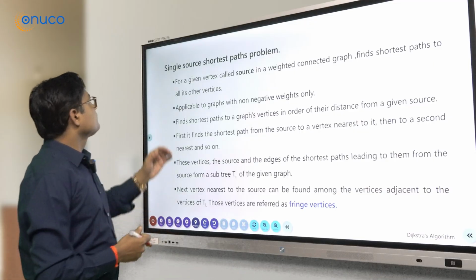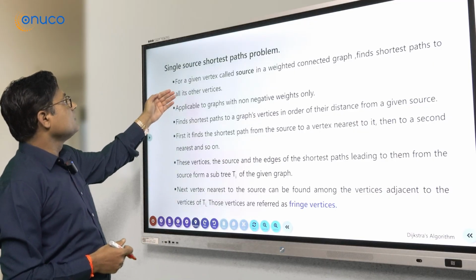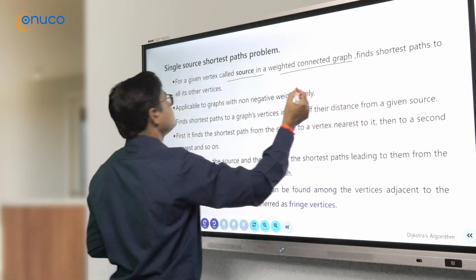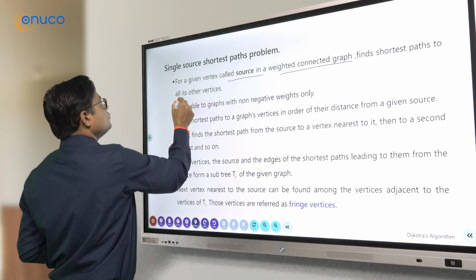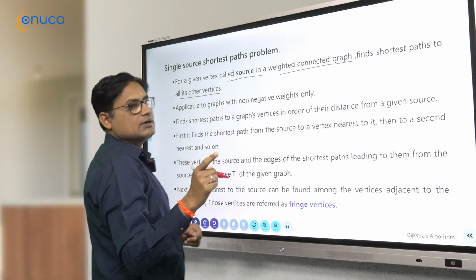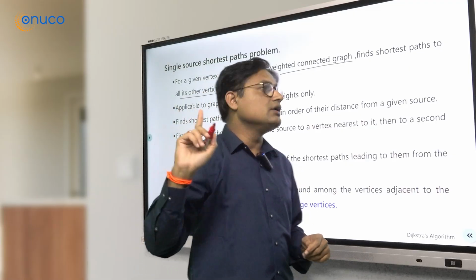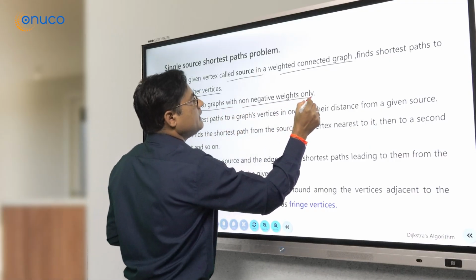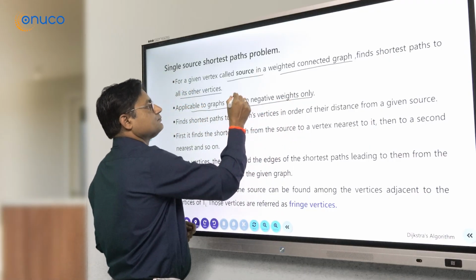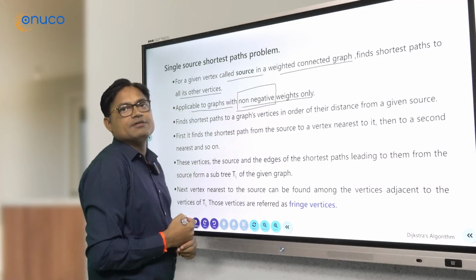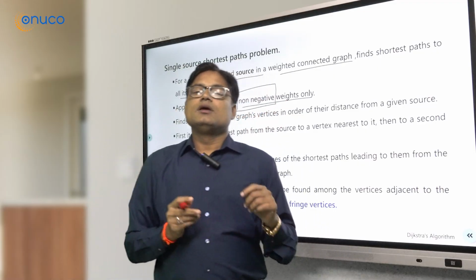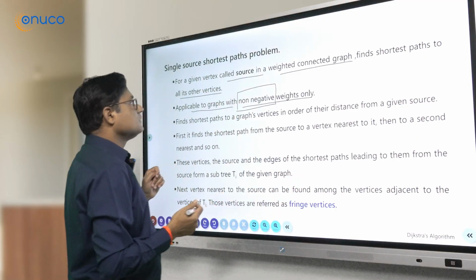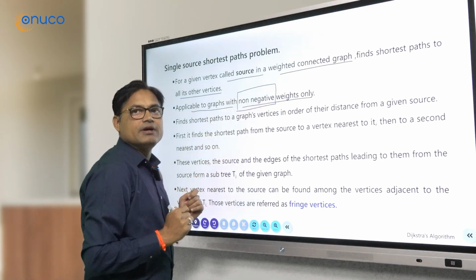What are the points of the single source shortest path problem? For the given vertex called source in a weighted connected graph, as I mentioned, find the shortest path to all other vertices. In a graph of 4 vertices, I said from the source to all remaining vertices. It is applicable to graphs with non-negative weights. Very important. Remember, friends, a weight can be negative or positive, but our Dijkstra's algorithm works for non-negative weights only.